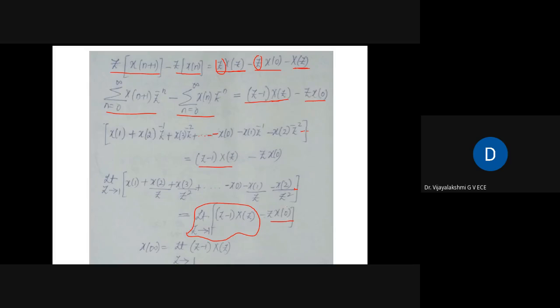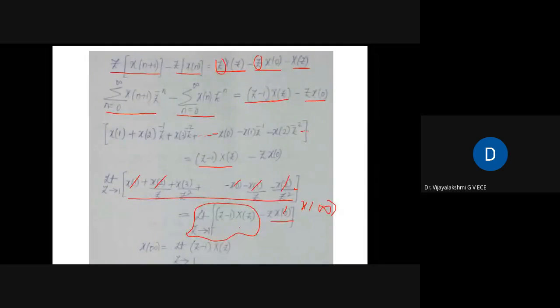Now you think what will happen here? All z's are becoming 1 and this is also 1. So you can just see all the terms are getting cancelled. x of 0 will get cancelled, x of 1 will get cancelled, x of 2 will get cancelled. Similarly, whatever terms are there, everything will get cancelled, leaving only one term, that is x of infinity.